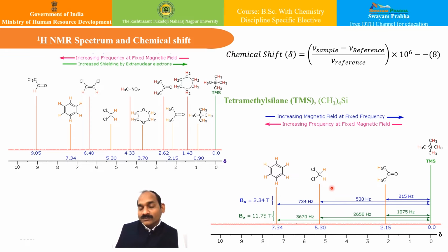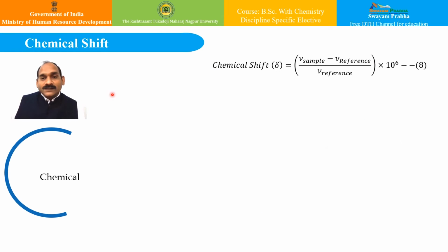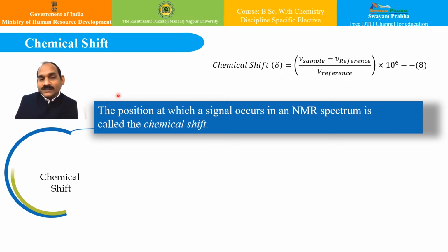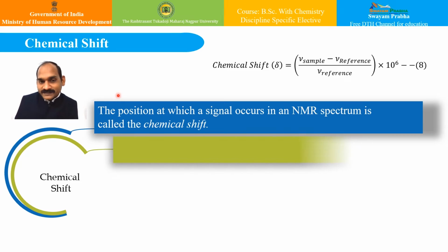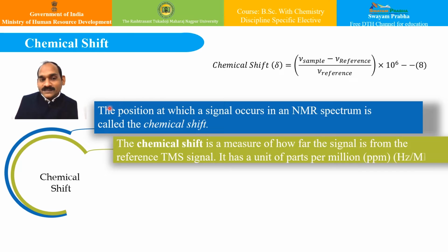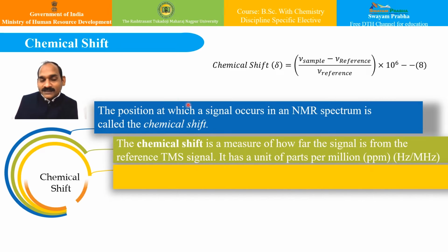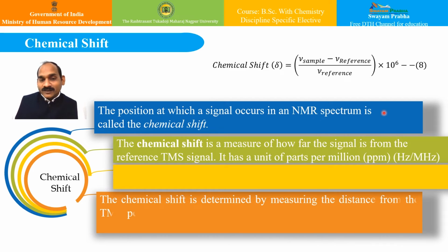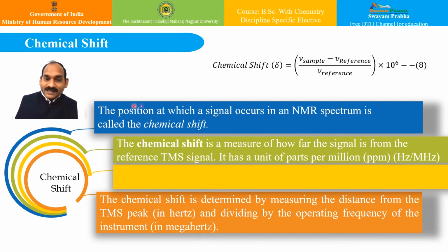Let us go ahead for the understanding of its utilization. Now this chemical shift will have certain peculiar properties. What is chemical shift? We need to keep this in mind. We are giving a little stress on this particular property. As we have seen, it is the position at which the signal occurs in the NMR spectrum, and it is called the chemical shift.